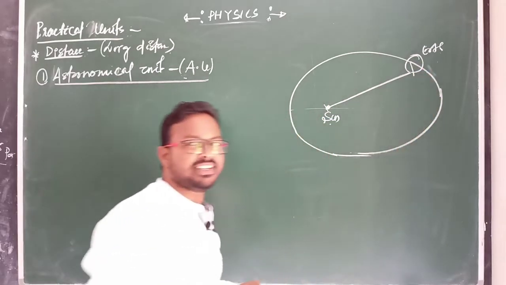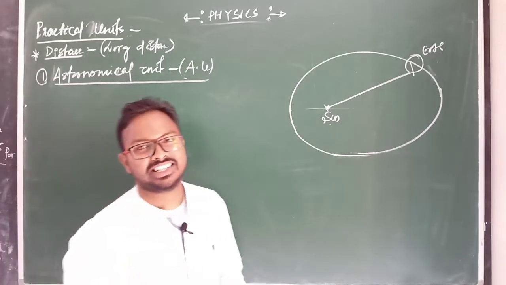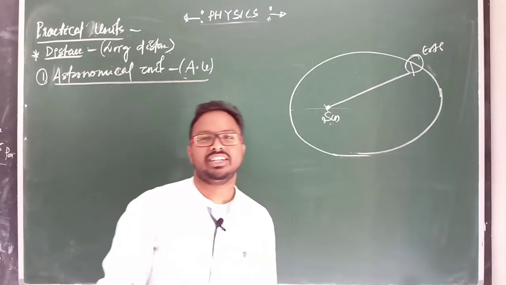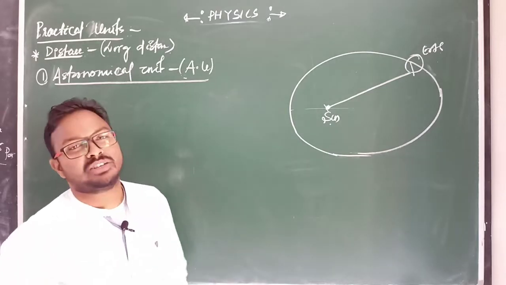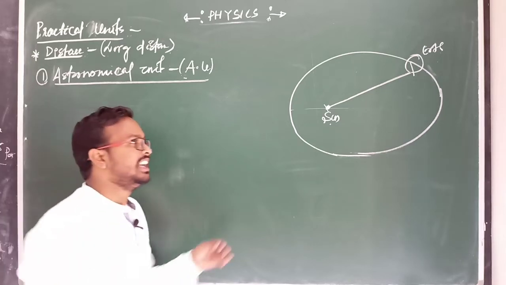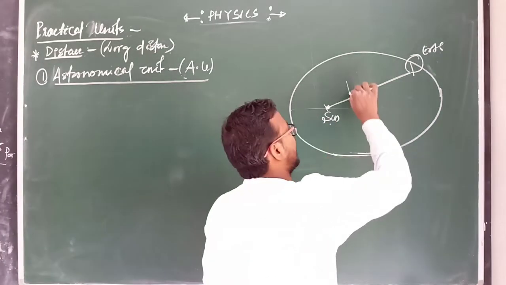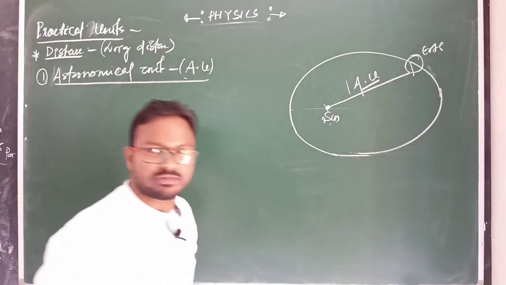So how can we measure this distance? We have units like kilometer, meter, centimeter. We cannot use these units because this distance is large, 10 to the power something. So at that time we have to use a practical unit, known as 1 astronomical unit. So what is 1 astronomical unit?